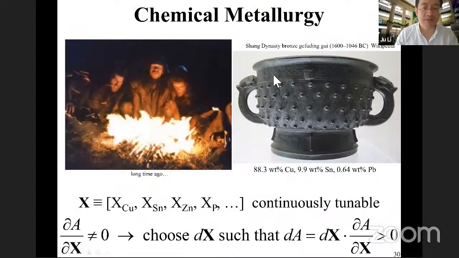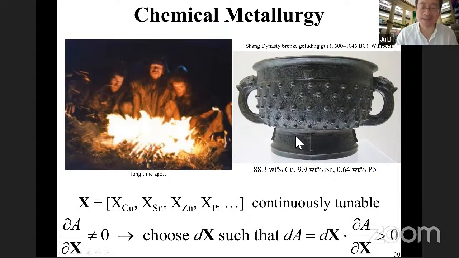I want to show you a few applications. And the first thing I like to say is that I think strain engineering can be the ultimate mechanical metallurgy, because from my Ohio State colleagues, I'm now trained as a physical metallurgist.